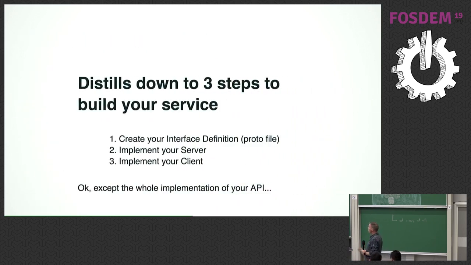All right, so basically building a service with gRPC, it distills down to just three steps, right? So the first thing we're going to do is we're going to create an interface definition. So that's our protofile, and that's going to just be saying what it is that we're going to serialize back and forth across the wire. The second step is to actually implement the server, and then the third step is to implement the client. Now, I did leave one important thing out of here, right? You have to have an API of something that you're building, right, to do something useful. But that's something you've probably already done.